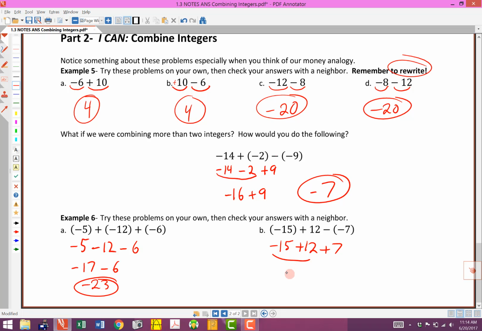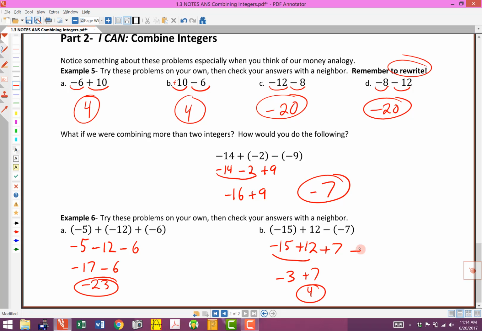Different signs, we find the difference. The difference is 3. The bigger of the 2 of those is the 15, and it happens to be negative. Okay, so then we end up with this plus 7 on the end there. Again, different signs, we're going to find the difference. The difference is 4, and the bigger one's positive, so the answer on that one's positive 4.